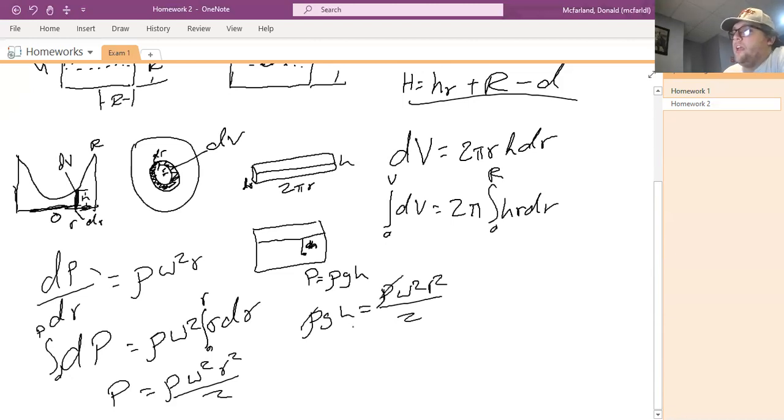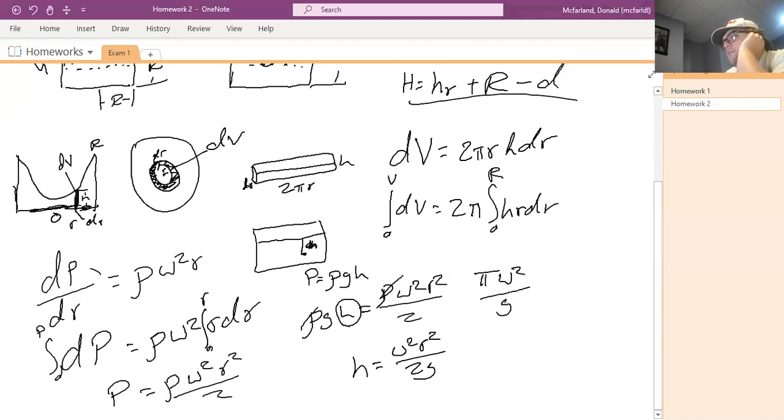Now we want to get H by itself. So to do that, we're going to get rid of the density because it's on both sides. We're going to move gravity to this side. So we have H is equal to omega squared r squared over 2 times gravity. So what's going to happen now is we're going to plug this into here. And you're going to notice the 2's will cancel out. And we'll be left with pi omega squared over gravity times the integral from 0 to R of r squared times r, which will become r cubed dr.